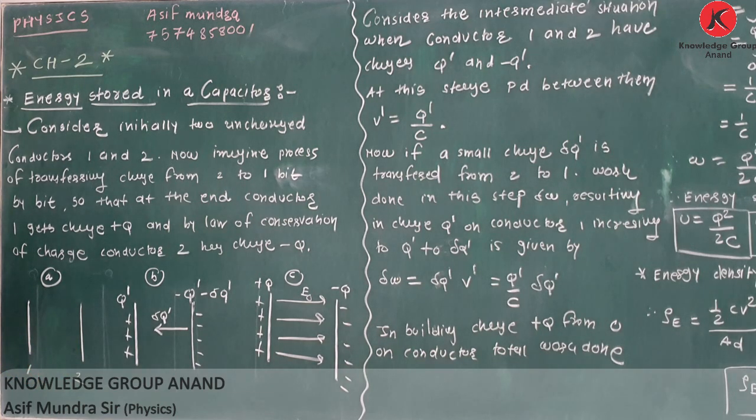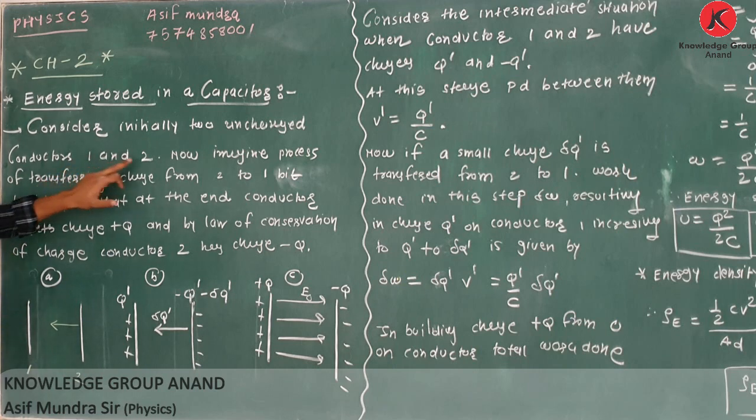Clear? What is the process? Initially, these two plates are uncharged, meaning total charge on this is 0, and total charge on this is 0. We will transfer charge from plate 2 to plate 1.